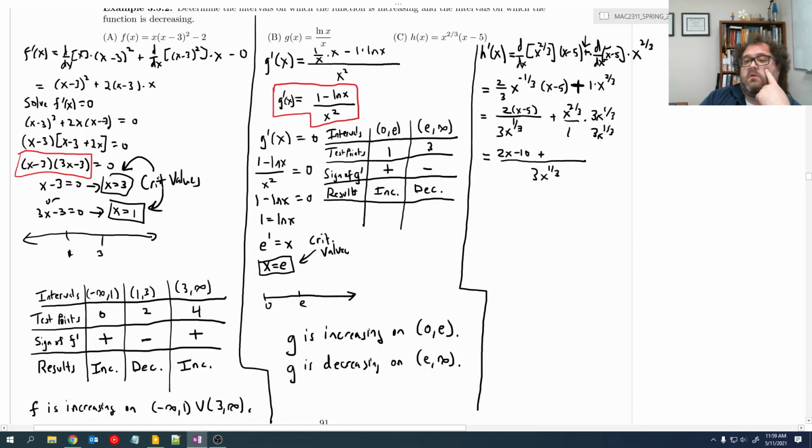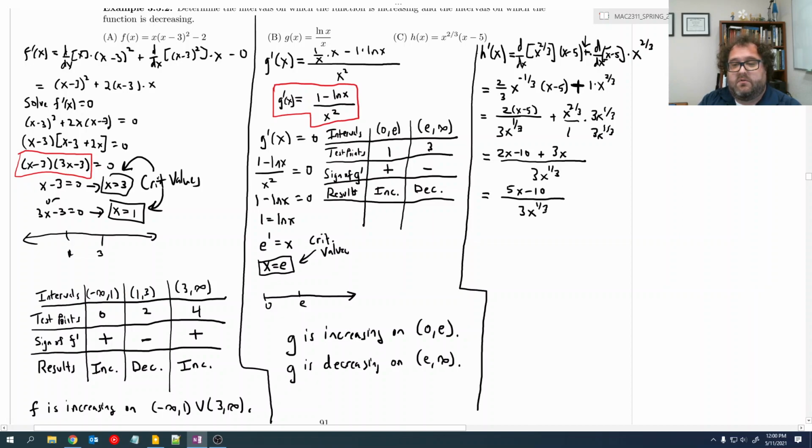Plus, okay, what do you get when you take x to the 2/3 times x to the 1/3? You have the same base, different exponents, you add the exponents. What's 2/3 plus 1/3? X to the first power. So you get 3 x to the first power, so 3x. So our derivative ends up being actually pretty nice. That's going to be what? 2x plus 3x, 5x minus 10 over 3x to the 1/3.